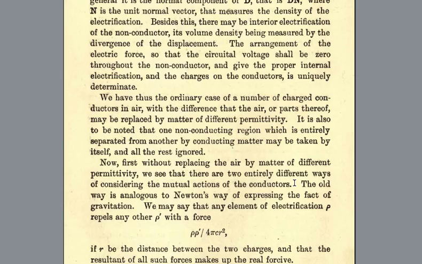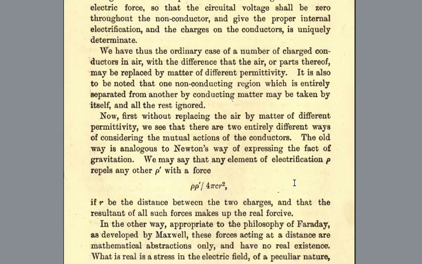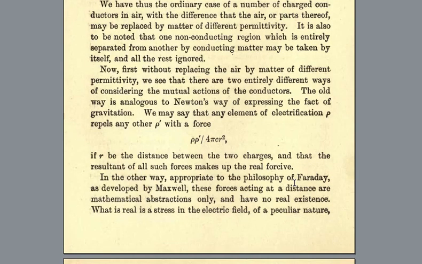We have thus the ordinary case of a number of charged conductors in air, with the difference that the air, or parts thereof, may be replaced by matter of different permittivity. It is also to be noted that one non-conducting region, which is entirely separated from another by conducting matter, may be taken by itself, and all the rest ignored. Now, first, without replacing the air by matter of different permittivity, we see that there are two entirely different ways of considering the mutual actions of the conductors.